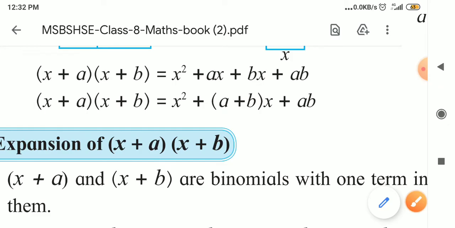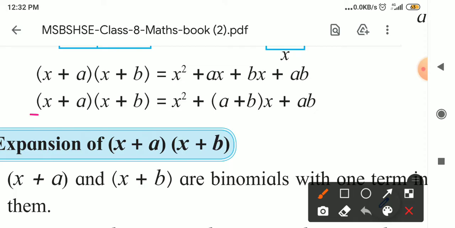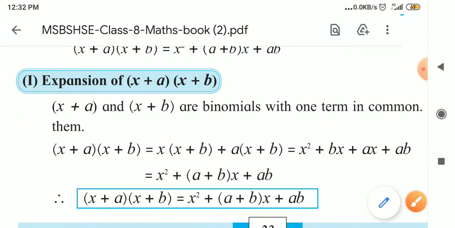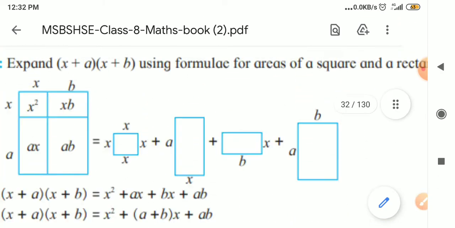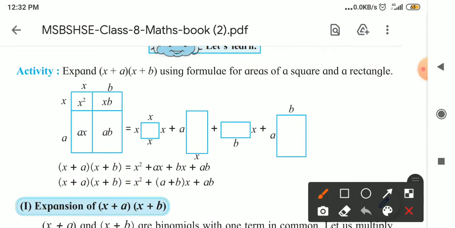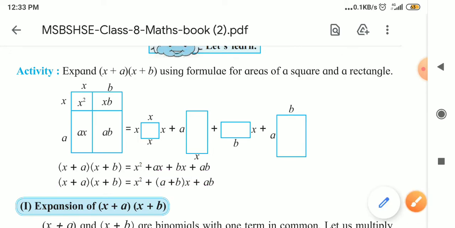So the factorization of (x plus a) and (x plus b) is x square plus (a plus b) x plus ab, and we can expand this using the multiplication method also. By using the figure we use it. First of all, these things will not come in the exam, keep that in your mind. Only this factorization or expansion formula we have to use while solving the important questions. So you just learn these formulas.